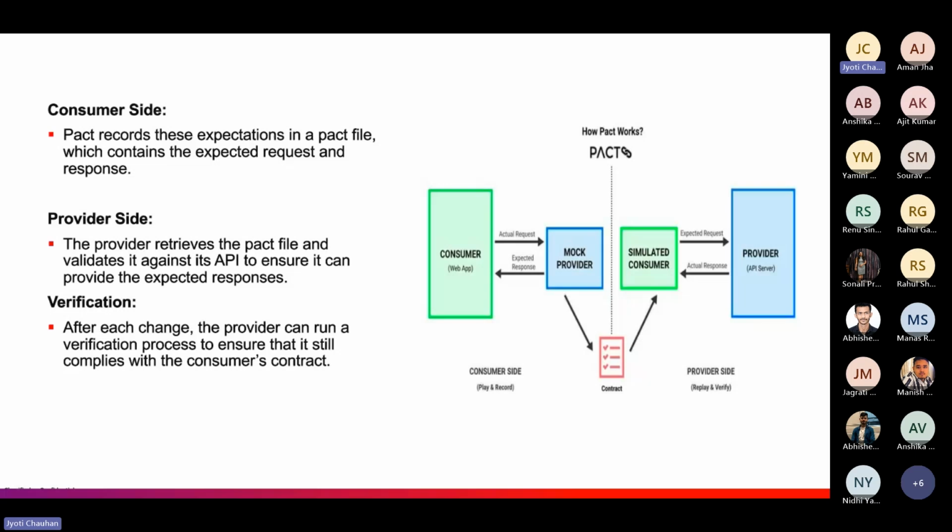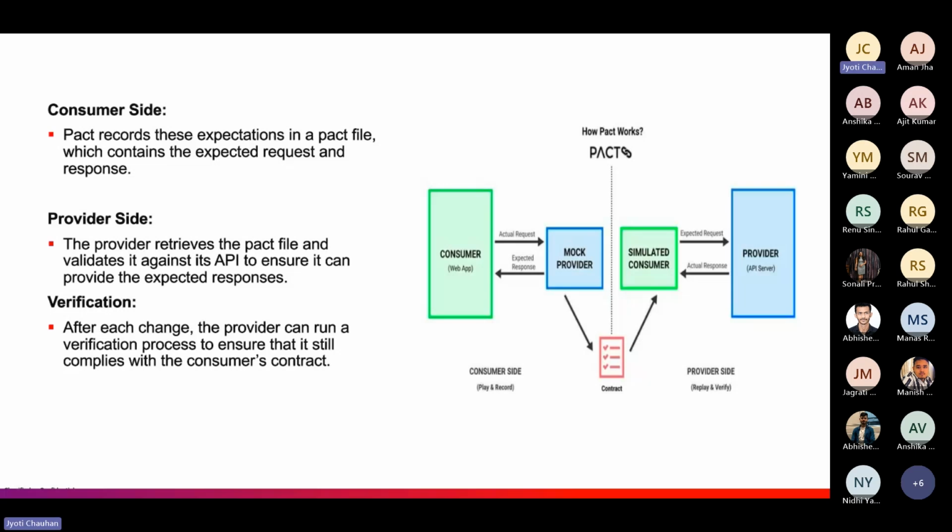With Pact, the consumer defines the contract. This means that the consumer specifies what kind of request it will send and what responses it expects to receive. The provider, on the other hand, must verify that it can handle the consumer request and return the expected response. The consumer runs these tests and Pact generates a contract file, which is called a Pact file, that describes the expected interactions. This contract is stored and shared with the provider.